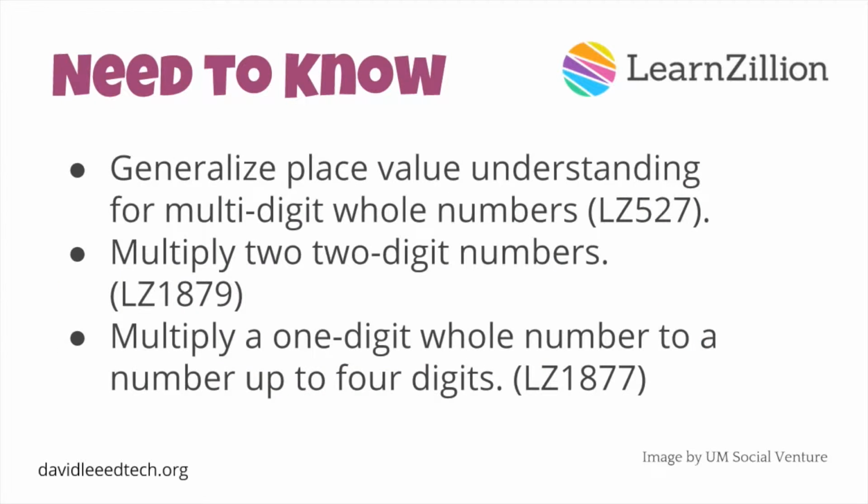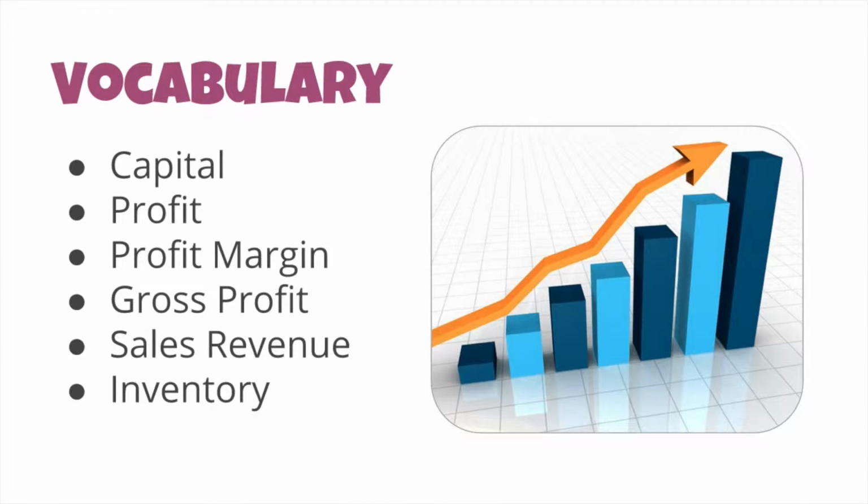The need to know component consisted of the following: knowing place values for multi-digit whole numbers, multiplying two two-digit numbers, and multiplying one-digit whole numbers to numbers that have up to 4 digits. Additionally, these were the vocabulary words students needed to familiarize themselves with to accomplish their task: capital, profit, profit margin, gross profit, sales revenue, and inventory.